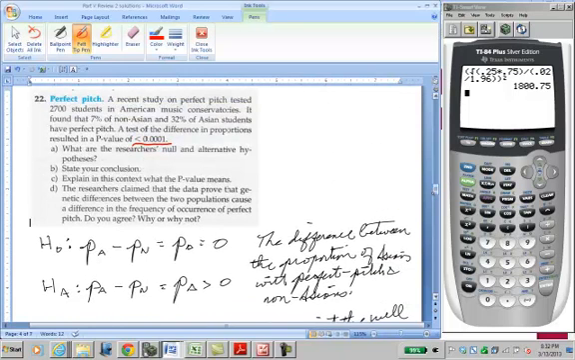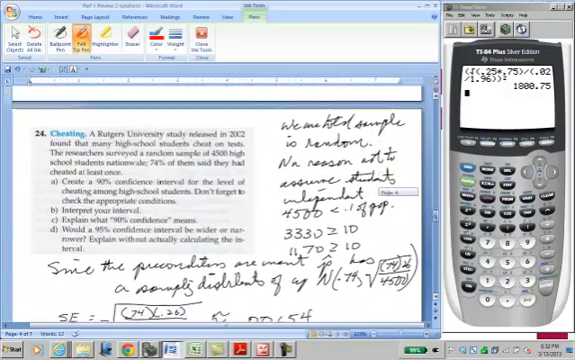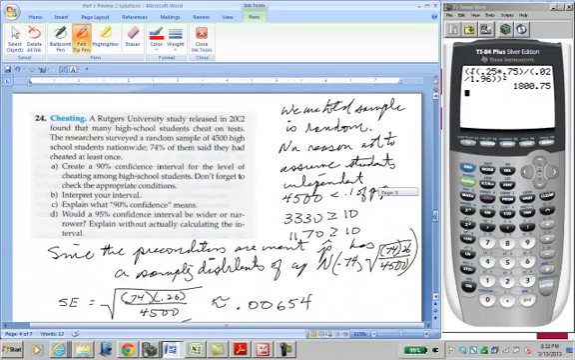You just collected a bunch of data, and you see if the people have perfect pitch or not. There is no controlling variables. There's nothing going on here. There's no experiment or anything like that. Okay, so forget about it. All right, cheating.